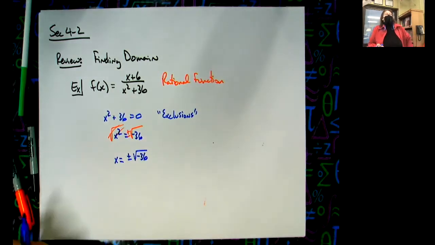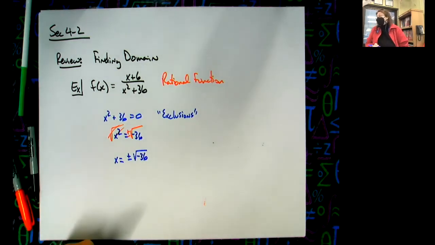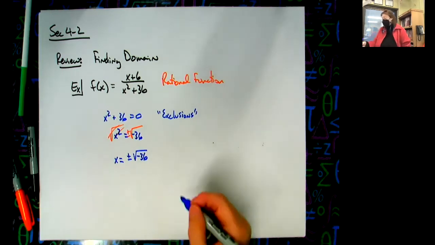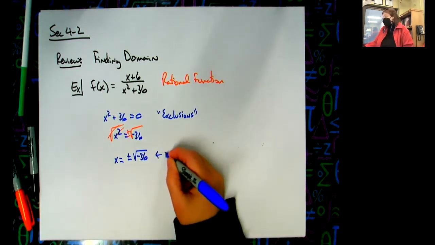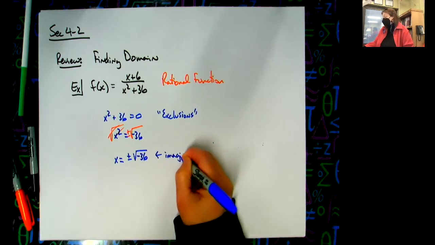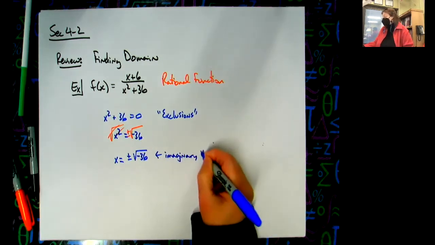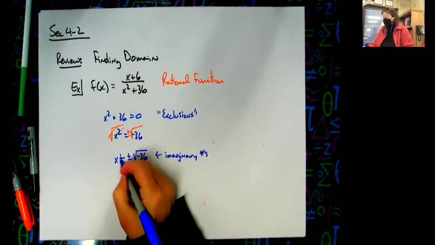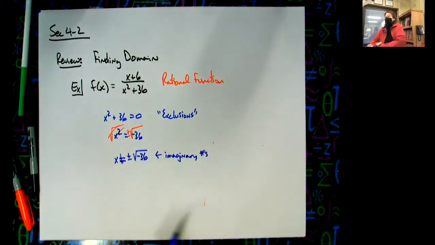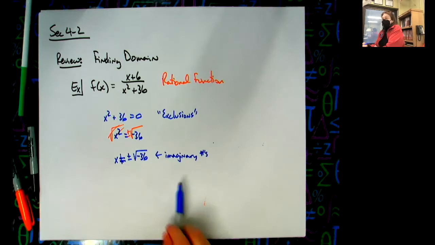All right, now from algebra 2, when you take the square root of a negative number, what do you have to use? Imaginary numbers, right? Those are i's. So this exclusion is an imaginary number. In other words, the only number that gets excluded out of this domain would be imaginary numbers.